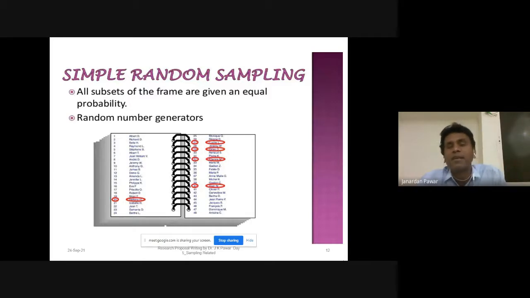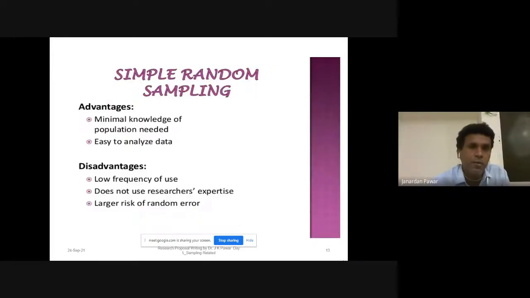Numbers are generated randomly, and those are the sample. If you do so, it becomes random sampling, and the number that we get according to the random sampling method is called the sample size. Here some advantages and disadvantages are given. Go through them, because this theoretical information is not important for writing your proposal. Just go through it for your information.